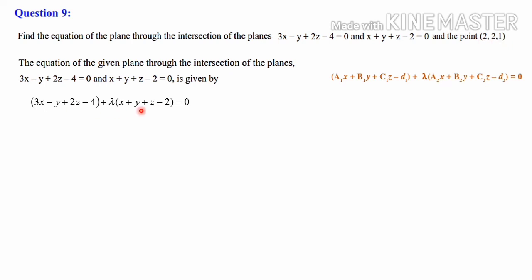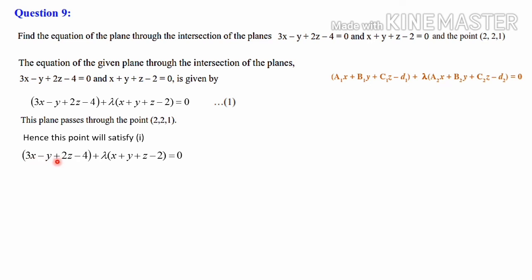Means the required plane is passing through this point 2, 2, 1. Means this point will satisfy this equation. Satisfy in the sense that when you replace x, y and z and put 2, 2, 1, we will get the value 0. So let's write this as equation number 1. This plane passes through the point 2, 2, 1, therefore this point will satisfy equation number 1. So let's substitute these points into equation number 1.